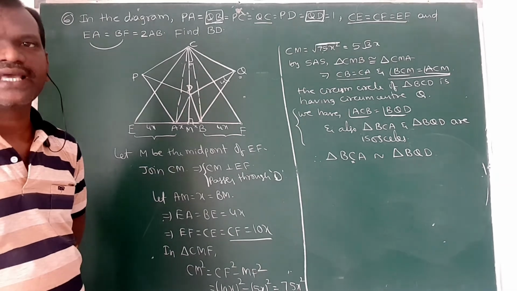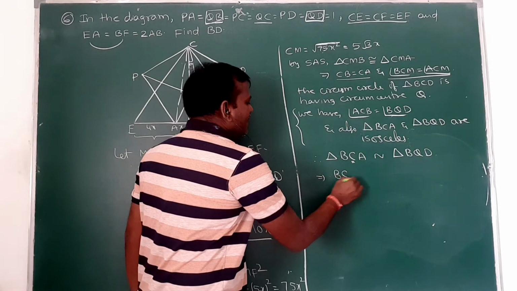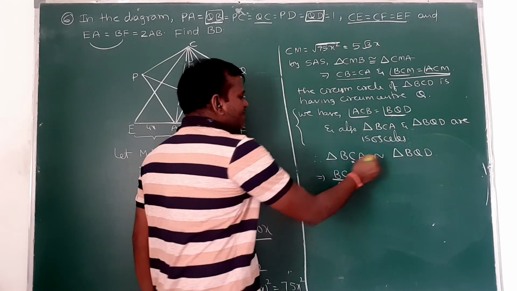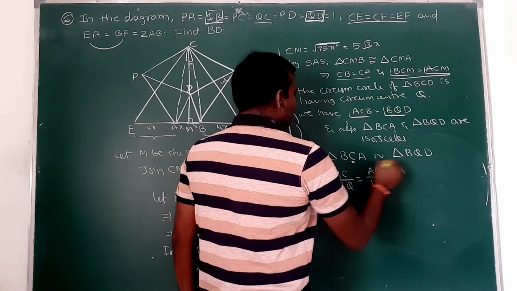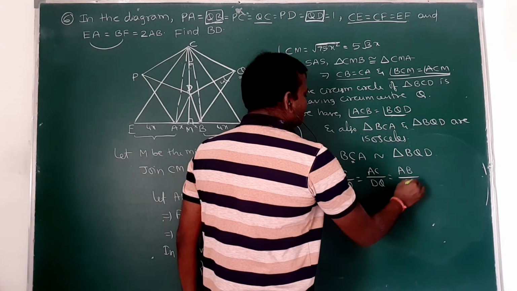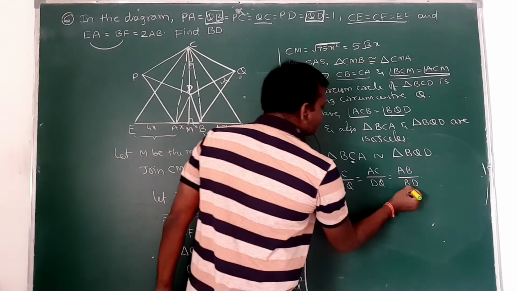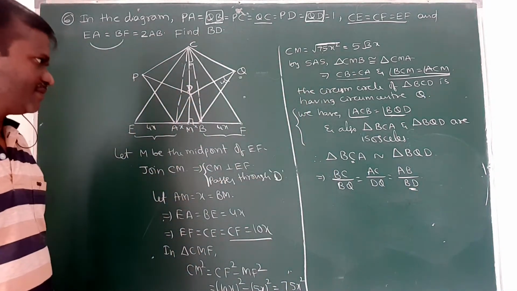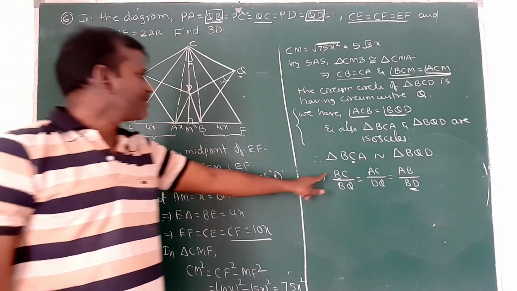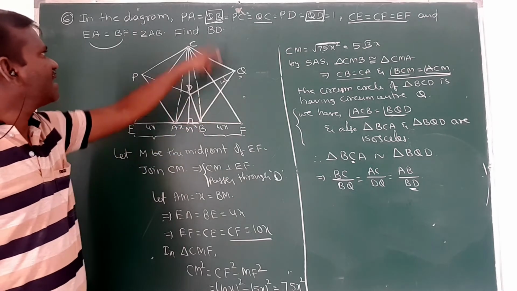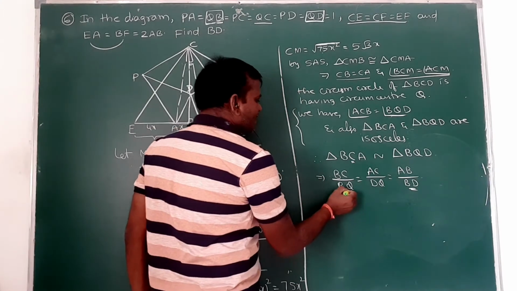So these two triangles are similar. If two triangles are similar, corresponding sides are proportional. I can apply here. That means BC by BQ is equal to AC by DQ is equal to AB by BD. I want the BD length here. What is BC? BC length or AC length both are same only. What is BQ length? BQ length is given as 1 already.